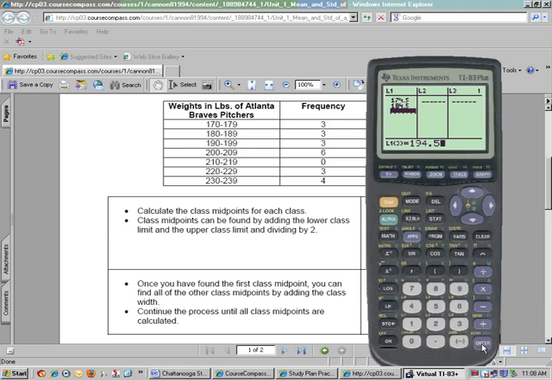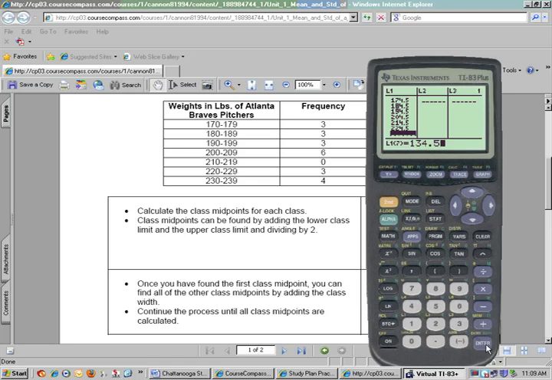And we need to go all the way down. We have how many? 1, 2, 3, 4, 5, 6, 7. Okay, so 194, 204.5, and what do we have? 214.5. And that's in between this class, plus 224.5, and I think that would be that one. So we have the last one, we have 134.5.